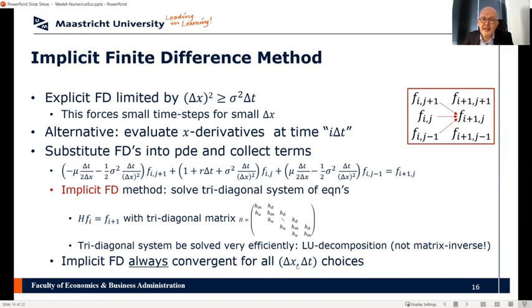you can work with very large delta t's and very small delta x's, or with very small delta t's and very large delta x's. There is no constraint, because the implicit finite difference method is always convergent, no matter what choice of delta t and delta x you choose.